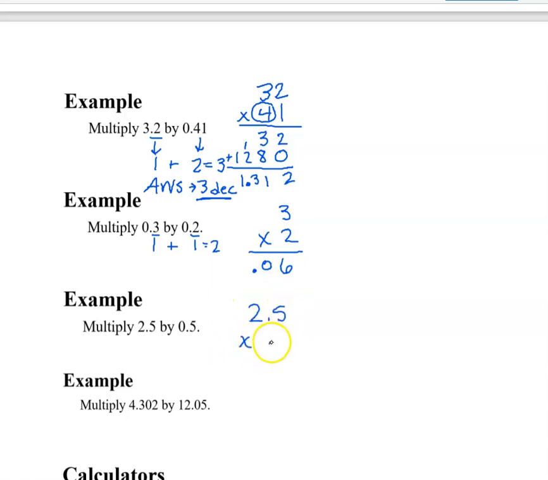2.5 times 0.5, so we want to write that without the decimals. We're going to follow the same procedure, so we're going to say 5 times 5 is 25, so we would write the 5, carry our 2 up here. 5 times 2 is 10, plus 2, which is going to give us 12. Okay, and then we need to deal with the decimal. So we've got 1 decimal here and 1 decimal here. So our answer should have 2 decimals. So we would start right here, 1, 2. So our final answer is going to be 1.25.